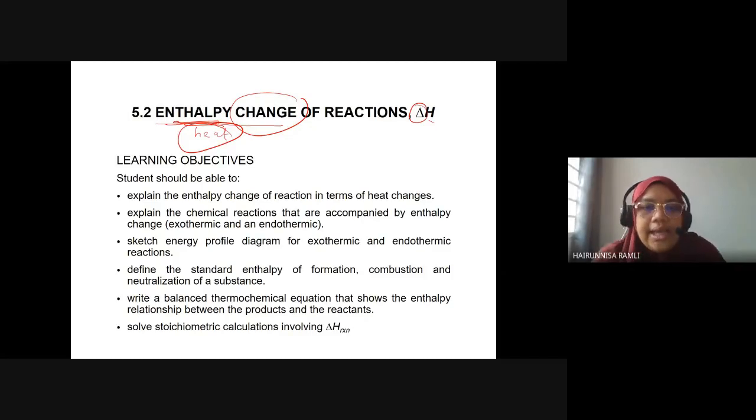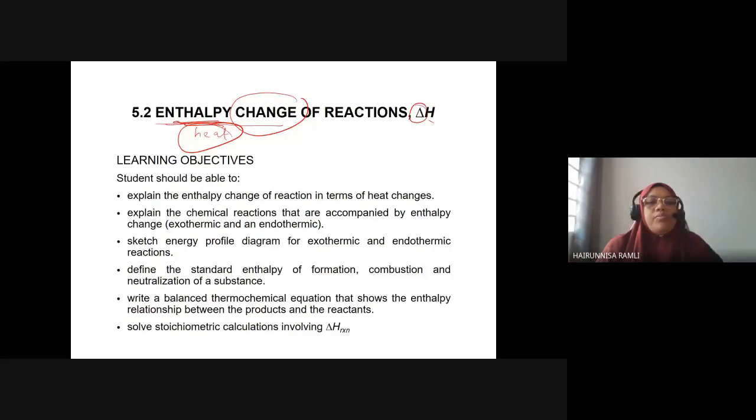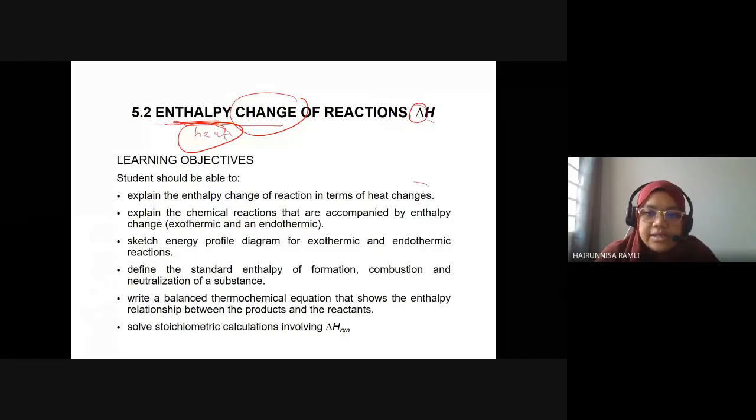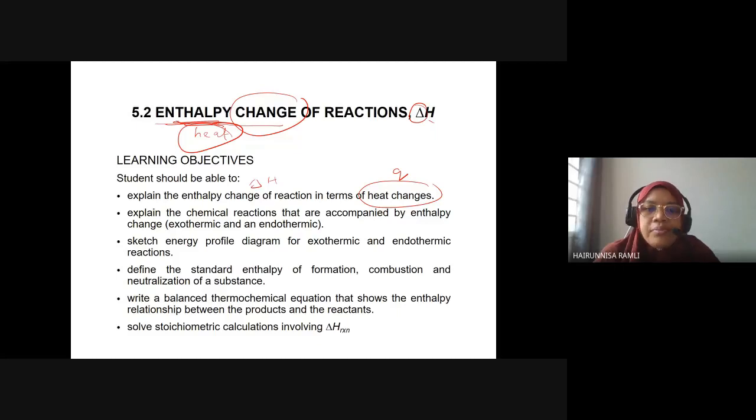Okay, so at the end of this subtopic, you should be able to explain the enthalpy change of reaction in terms of heat changes, Q. So how you nak relatekan delta H dengan Q. And then explain the chemical reactions that are accompanied by enthalpy change. Kita tahu sebab dia ada dua kan, we have exo and endothermic. And then kena belajar juga secara nak sketch energy profile diagram for exo and endothermic.